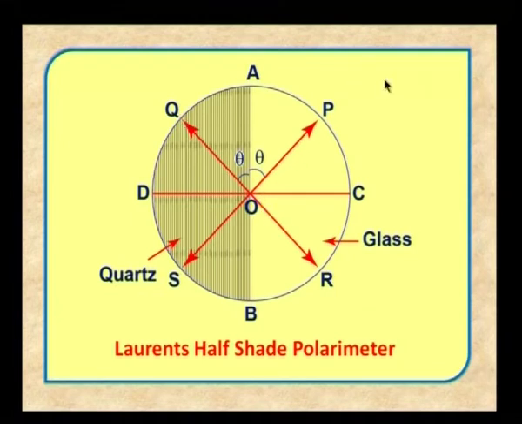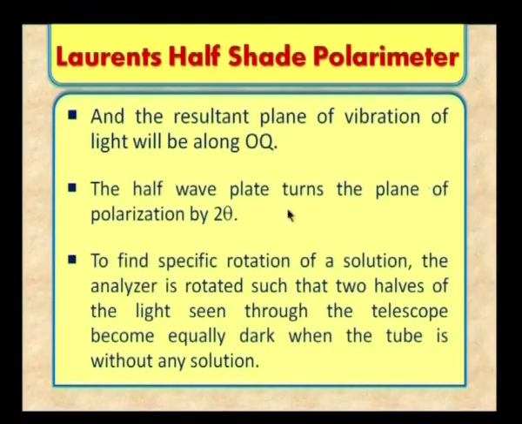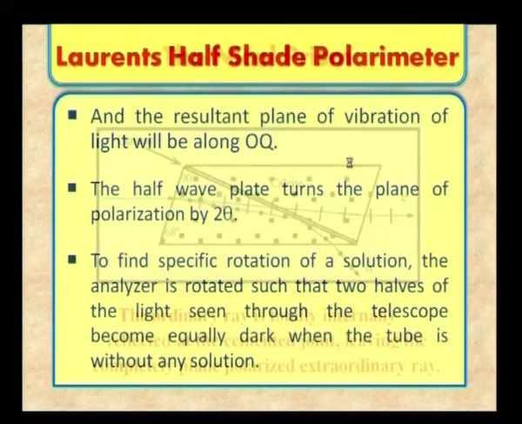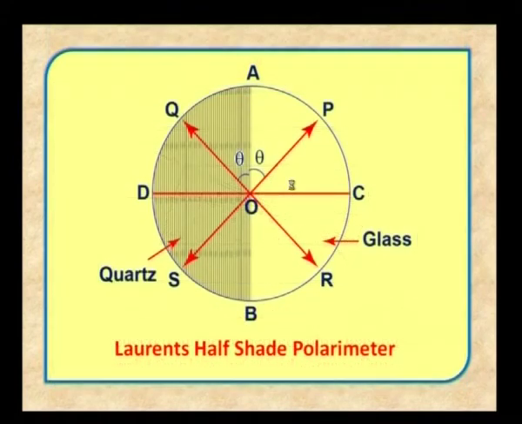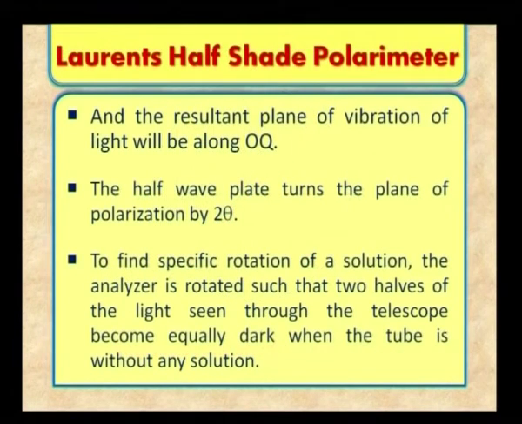What is OP? OP is the plane polarized light which is passing through the glass. OQ is the plane of polarization of the light which is passing through the quartz crystal. Now, the angular separation between these two will be equal to 2 theta. The half wave plate turns the plane of polarization by 2 theta, that is the important point. The resultant plane of vibration of light will be along OQ, that is what I showed you here. This is the light ray passing through glass, this is the resultant that you get when light ray passes through quartz crystal and so on. The angular separation will be 2 theta.